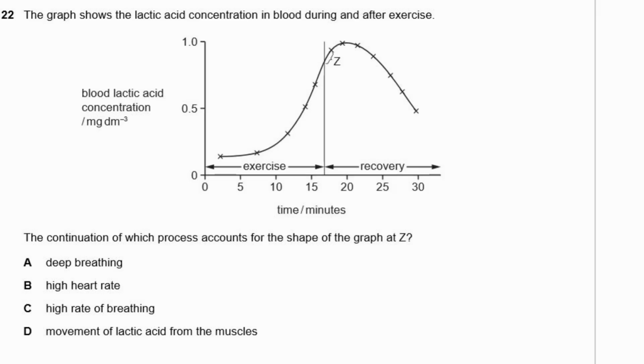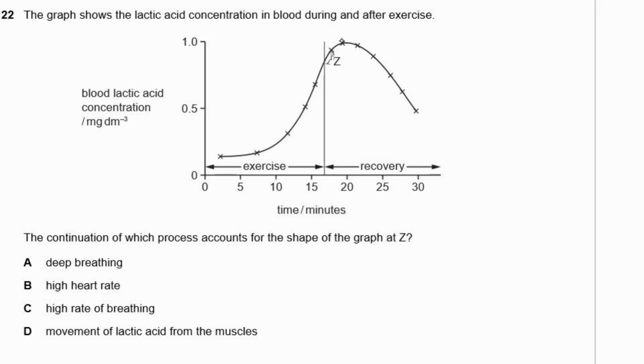Question 22. The graph shows the lactic acid concentration in blood during and after exercise. Okay, you're exercising, and the lactic acid increases, and then you stop exercising, it's still increasing a bit, and then it drops quite quickly. So the continuation of which process accounts for the shape of the graph at Z? So at Z, it's still increasing a bit.